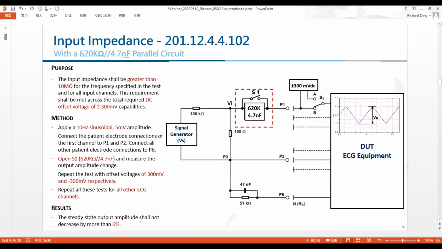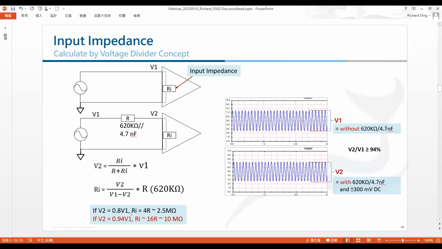that the steady state output amplitude should not decrease by more than 6%. Why 6%? You can calculate it here. If V2 decreased 6%, that means V2 equals 0.94 V1. So putting this result into the formula here, you can get Ri equals approximately 16R. R is 620 kilo ohm.